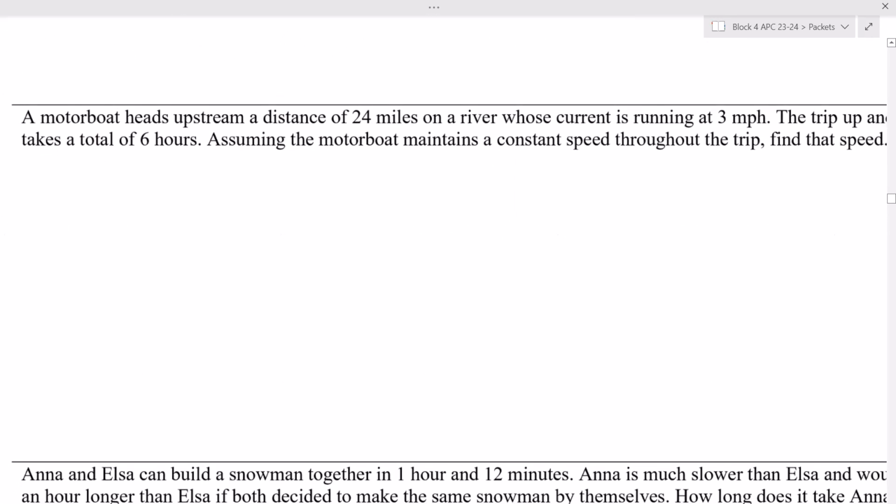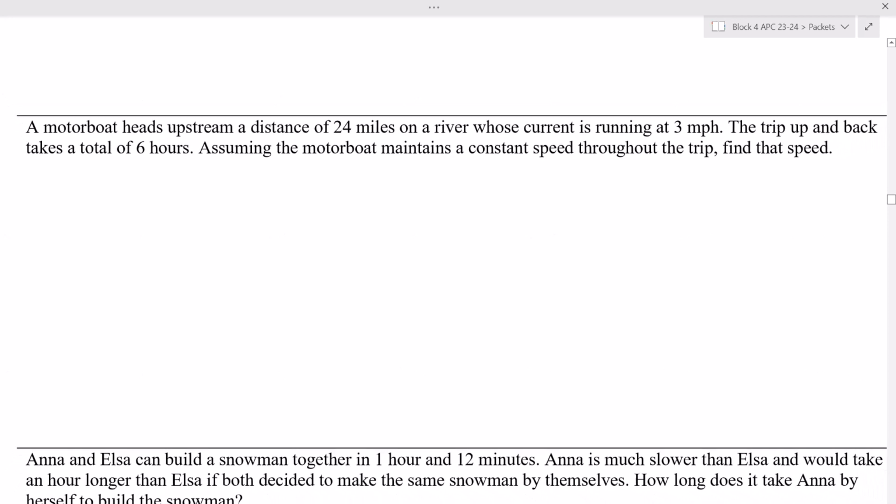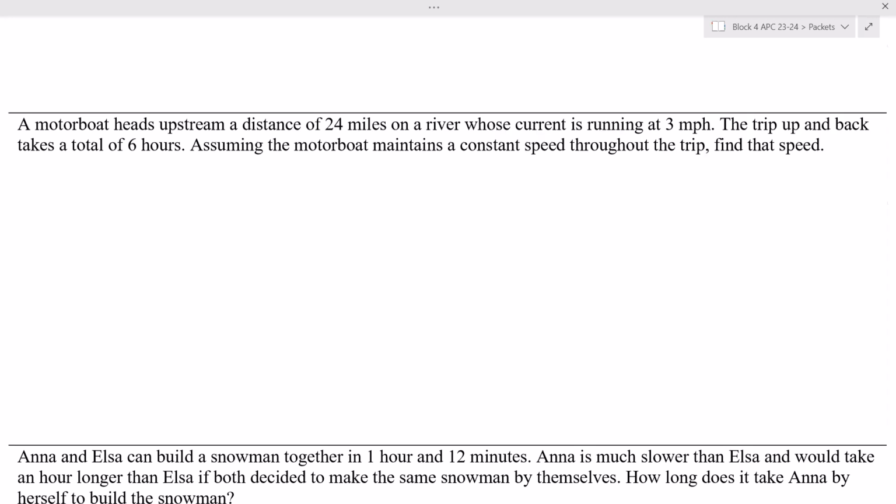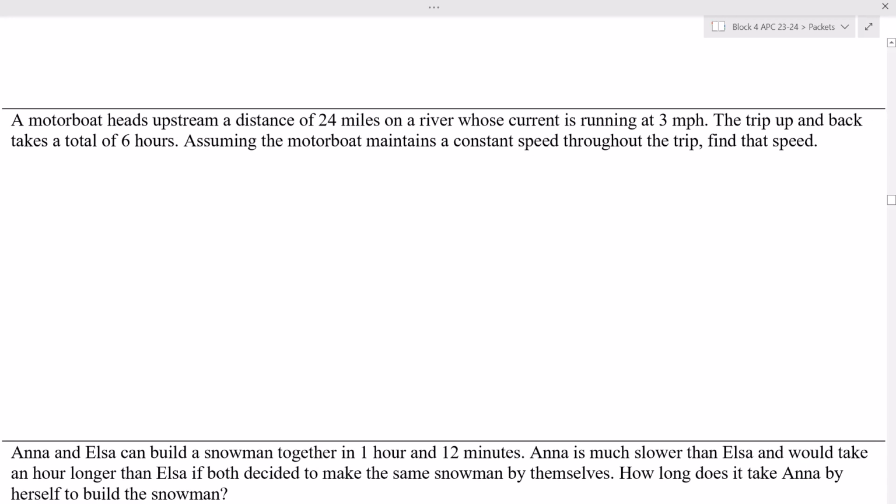Throwback to Algebra 1, Algebra 2. A motorboat heads upstream a distance of 24 miles on a river whose current is running at 3 miles per hour. Who has seen a problem like this? Motion on a current. Okay. If you haven't, that's okay. We're going to go over exactly how to do these. The trip up and back takes a total of 6 hours. Assuming the motorboat maintains a constant speed throughout the trip, find that speed.